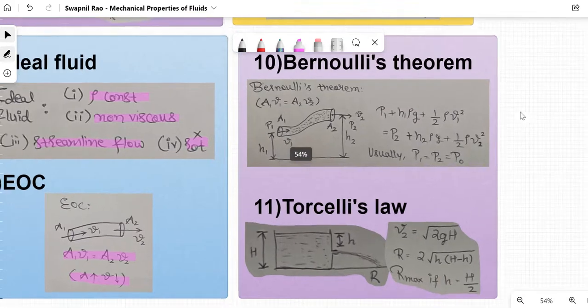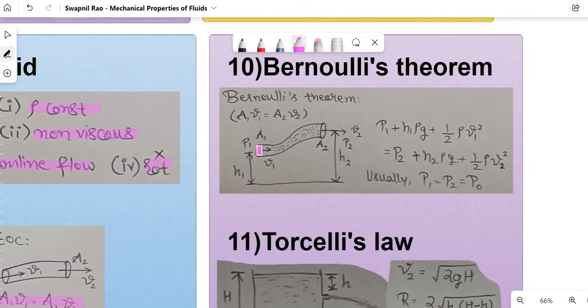Next one will be Bernoulli's theorem. This is going to be based on conservation of energy. As you can see, this is the setup. The terms whichever I mentioned till now will remain the same. Only new terms will be H1, which is the height of this part from the floor, H2, the height of this part from the floor, P1, which is the pressure at this point, P2, the pressure at this point, A1, the area of cross section over here, and A2, the area of cross section over here. V1 and V2 will be the same.